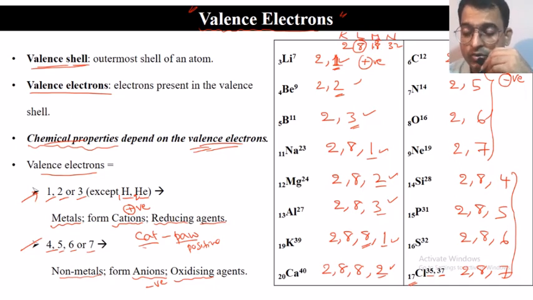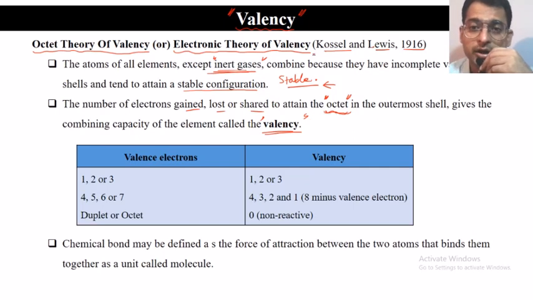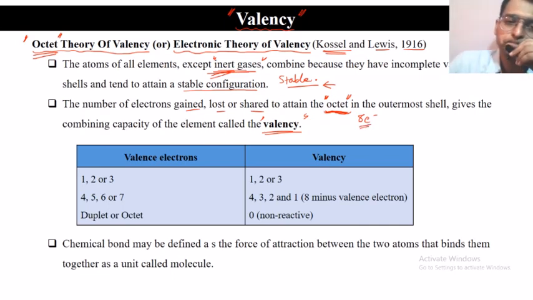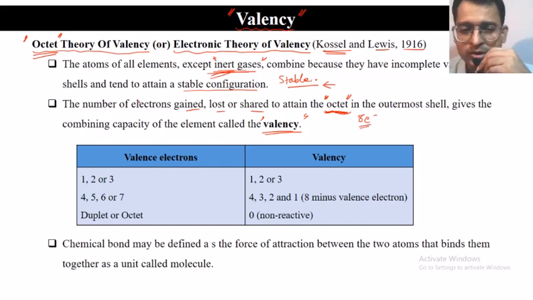So what did Kossel and Lewis suggest? They suggested the octet theory. That means like inert gases, all other elements are trying to get this octet configuration, that is 8 electrons in the outermost shell. So suppose the valency electrons are 1, 2 or 3, what will be the valency? The valency will also be 1, 2, 3.